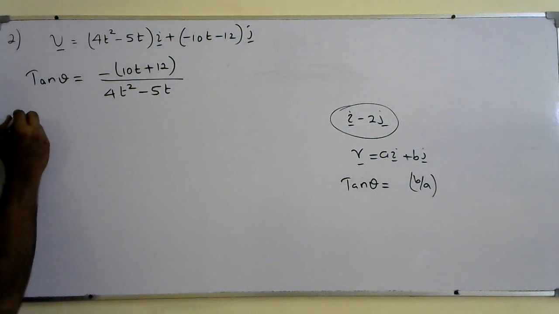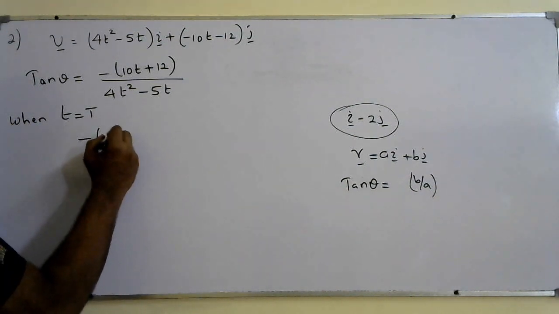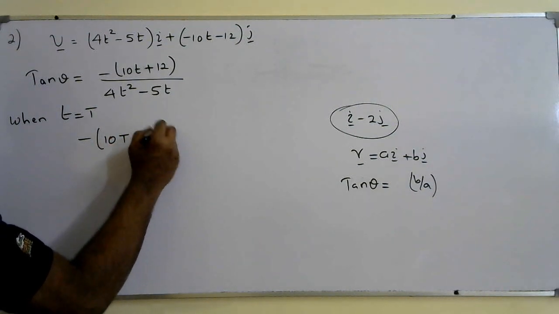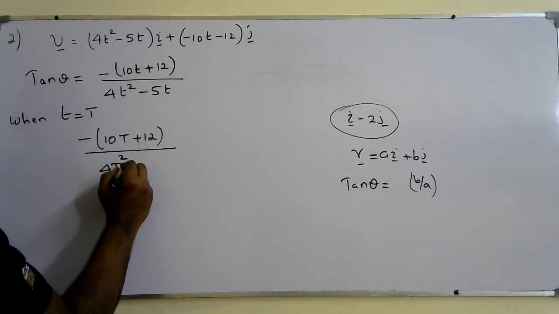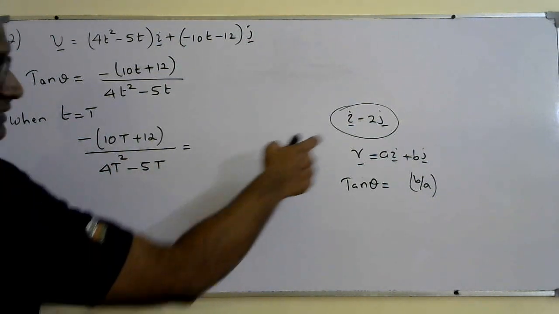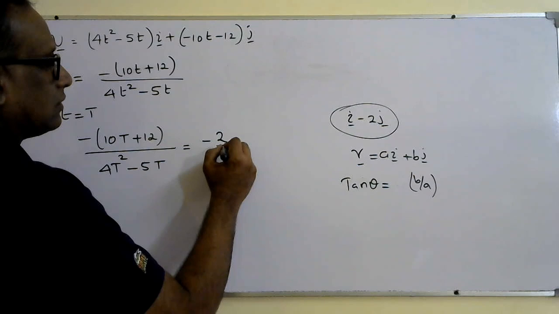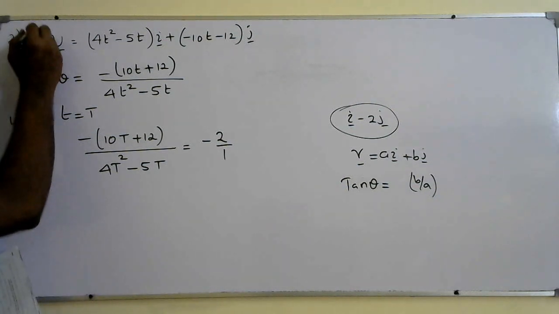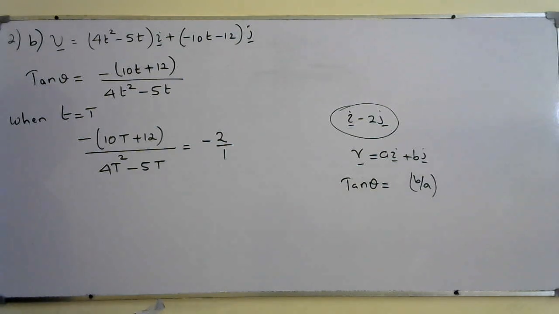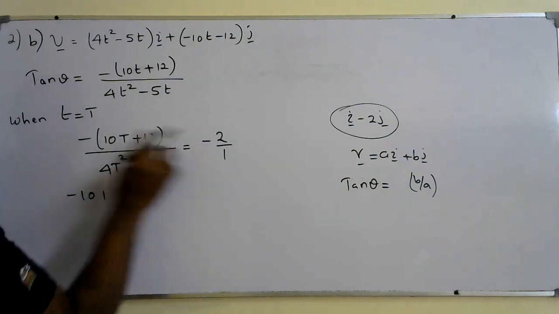So when t equal T, minus 10t plus 12, this is a general equation, over 4t squared minus 5t is this one. They are saying the directional vector is this one, meaning minus 2 over 1. Now solve it. When you solve this, you have to find the capital T. That's the question, find the value of t, B part. When you solve, cross multiply, and the minus signs will get cancelled.